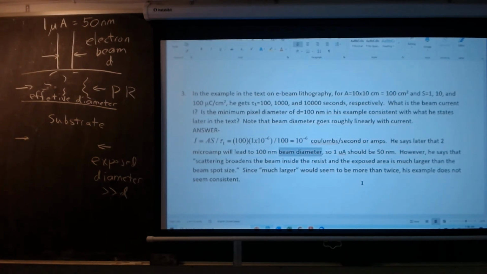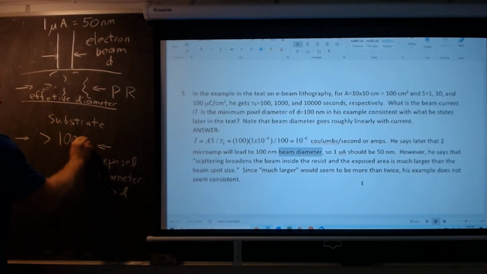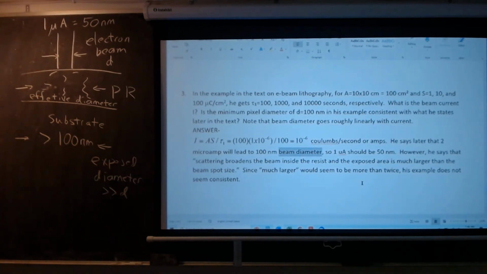I'll instruct the TA to read what you wrote down, since this was meant for you to go through the numbers and think about it. But to me, much bigger means more than 2. So if this is 50 nanometers, this is greater than 100 nanometers. And he said that he could get a pixel diameter of 100 nanometers. So I'm saying that his example is not consistent with itself.